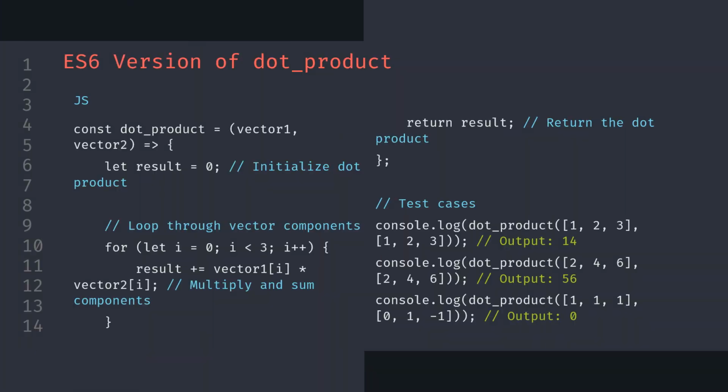The ES6 version uses arrow functions for cleaner syntax and let for block-scoped variables. The logic remains the same, ensuring consistency with the ES5 version.